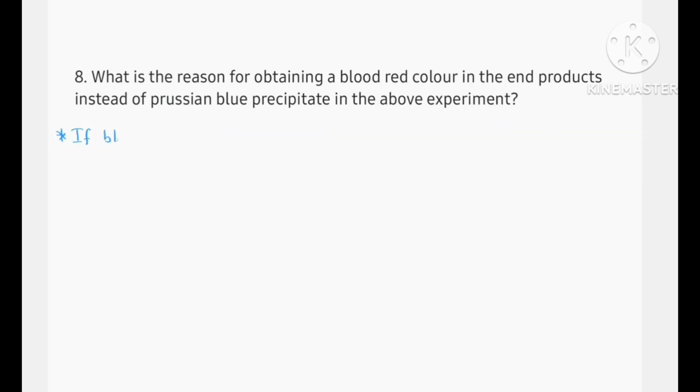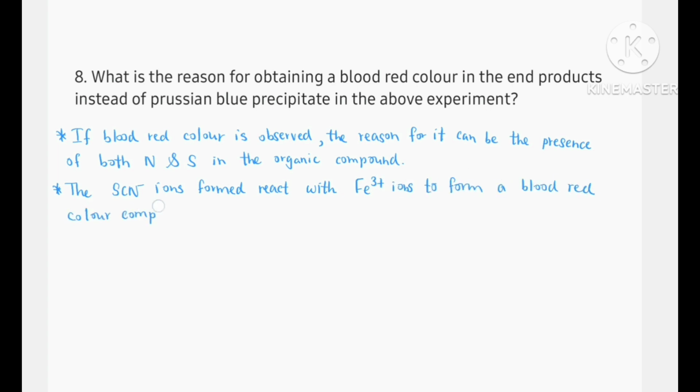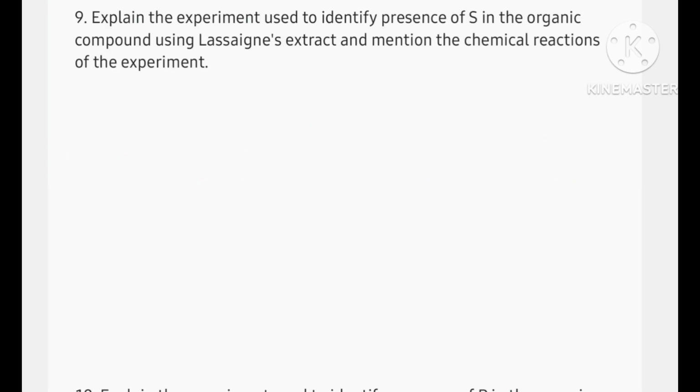Eighth question. What is the reason for obtaining a blood red color in the end products instead of Prussian blue precipitate in the above experiment? If a blood red color is observed, the reason for it can be the presence of both nitrogen and sulfur in the organic compound. The thiocyanate ions formed react with ferric ions to form a blood red colored complex called ferric thiocyanate.